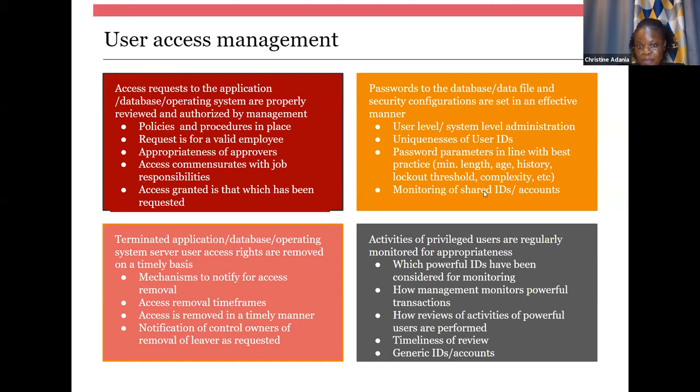Password parameters are in line with best practice. You look at parameters like what's the minimum length of a password, what should be the maximum age of a password, probably something like not more than 30 days. You have the password history: after how many password changes can you repeat your password? And then you have lockout thresholds. This is usually for how many times you can unsuccessfully log in before you are locked out of the account. Then things like complexity: you have one minimum alphabet requirement, alphanumeric, a sign, a number, a symbol, all these combinations.